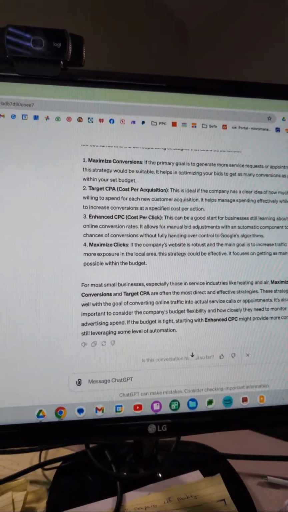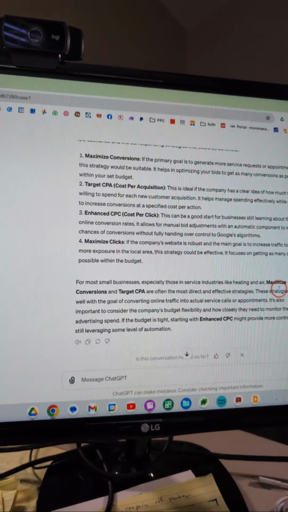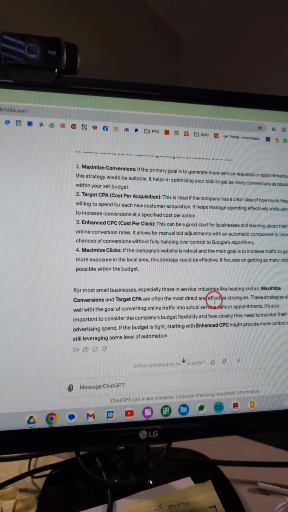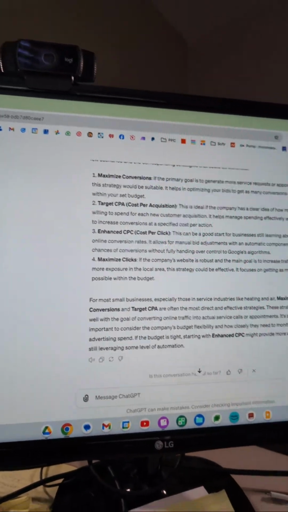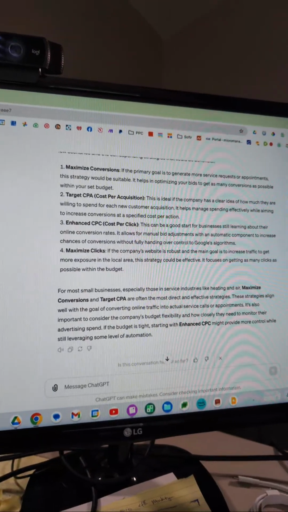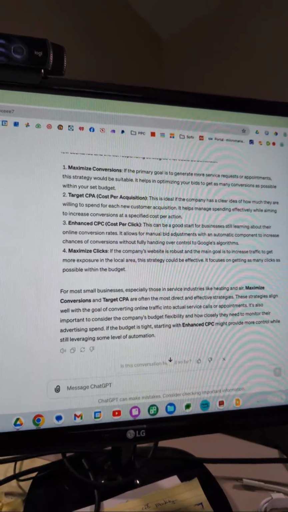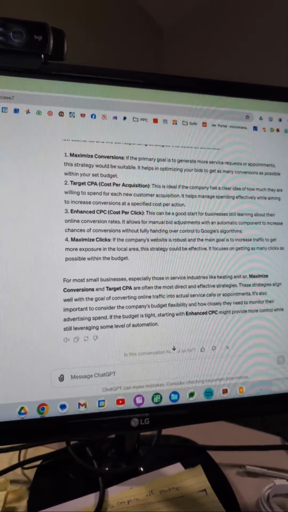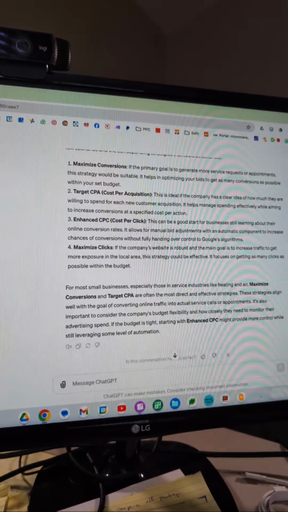or target CPA. Target CPA, to me, is directed. It's almost like running a manual pay-per-click campaign. If you wanted to run a manual pay-per-click campaign, I suggest you do, but they're very hard to find. I mean, to set one up is almost impossible.